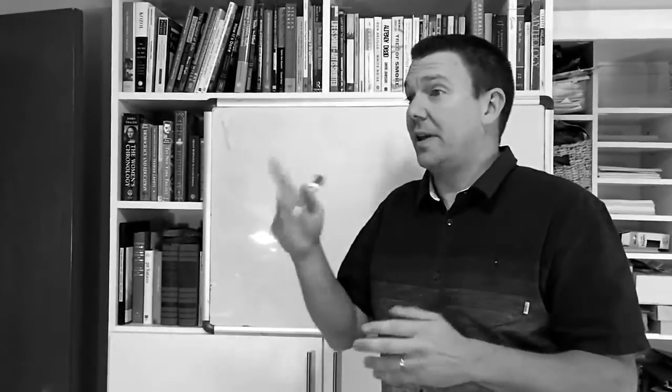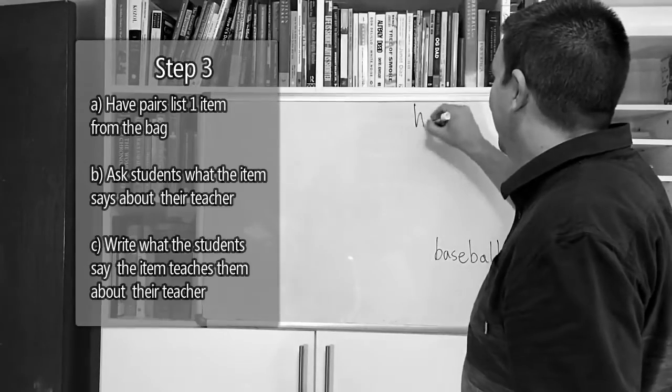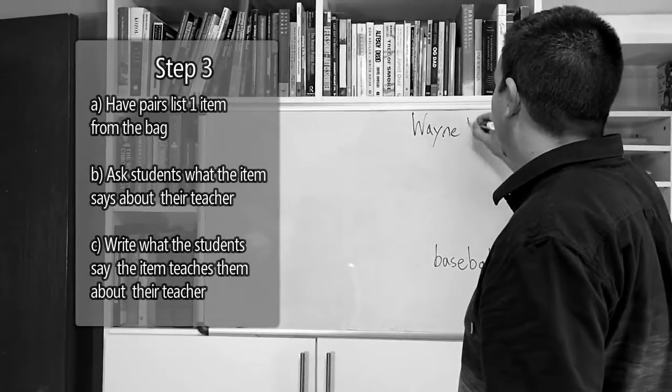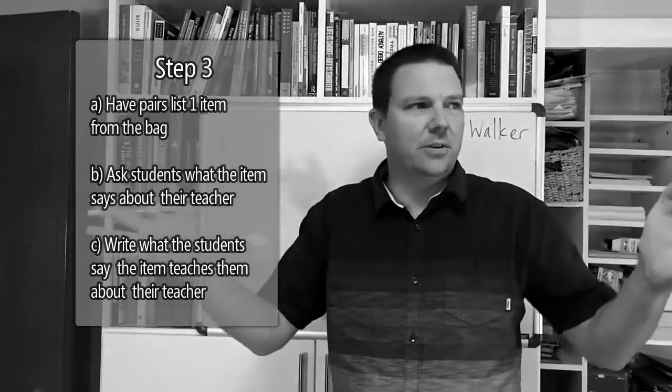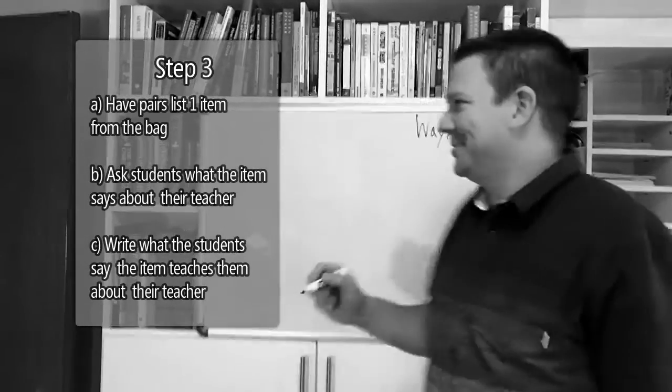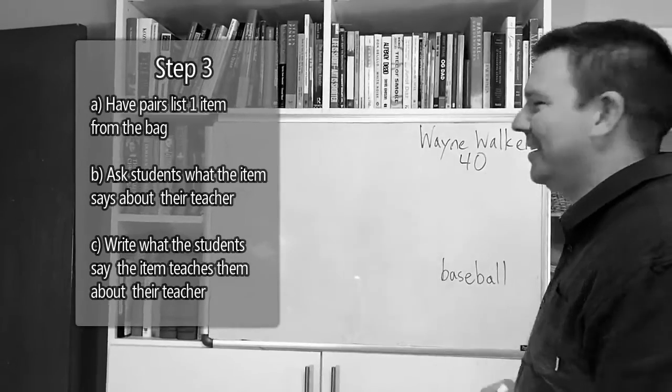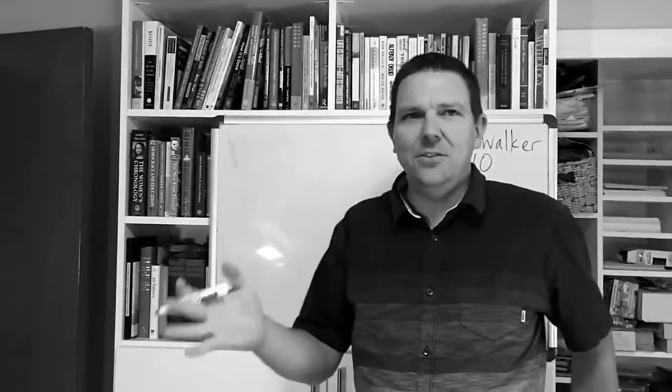So when they name an item that's in the bag, I'll hold the item up, and then, this is important, I won't write the name of the item on the board. I'll ask the learners, what does this tell you about me? What do you learn about me from this item? And I'll write that on the board. So not the item, but what the item teaches you about me.